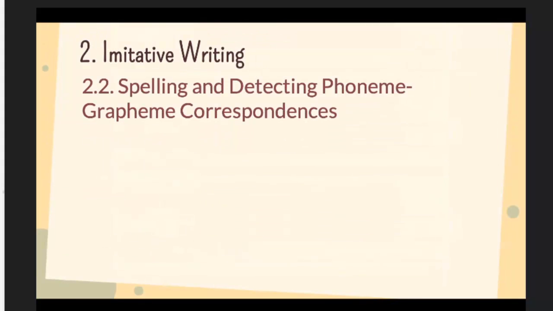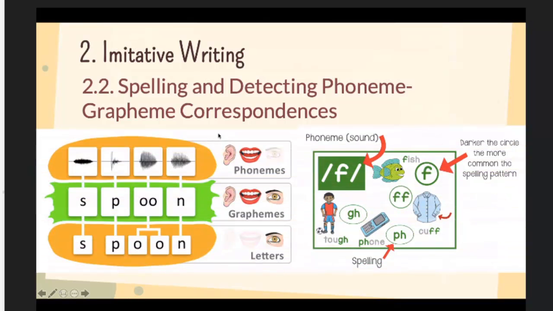But there's a section called detecting phoneme and grapheme correspondences. So first, what is a grapheme? When you say the word spoon, the way that you pronounce it, we call it the phonemes. But we put it into letters. So double O represents the U sound. So this is what we call graphemes.